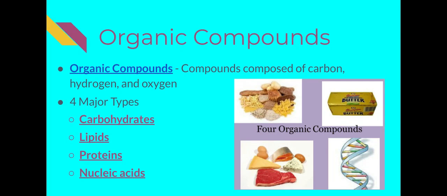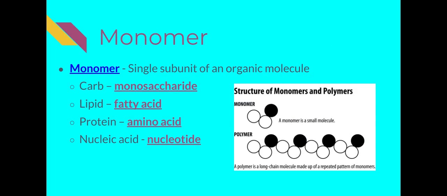There are four major types of organic compounds. It includes carbohydrates, lipids, proteins, and nucleic acids. So we're going to look at each of those in more detail. But before we get to that, I have to explain a couple things to you. First thing is a monomer. A monomer is a single subunit of an organic molecule.